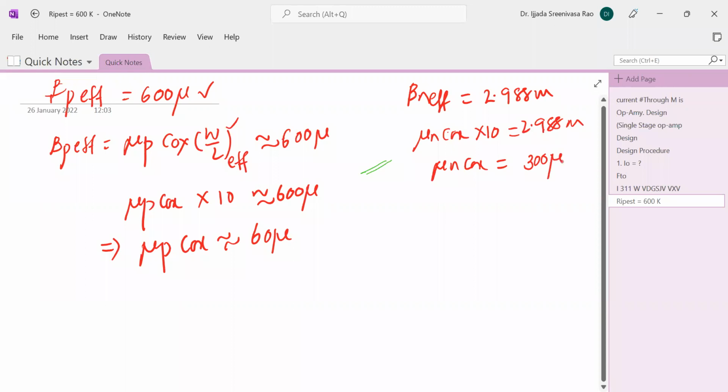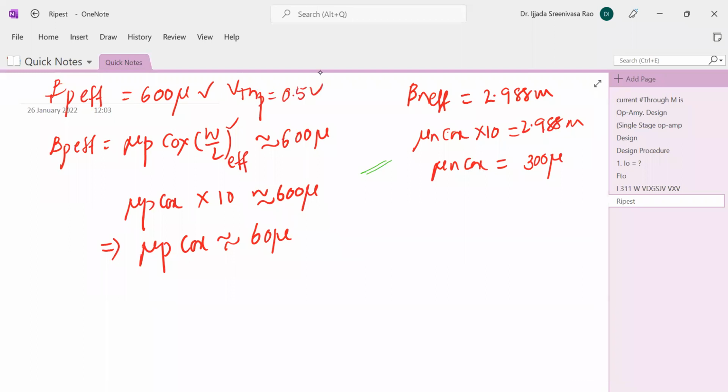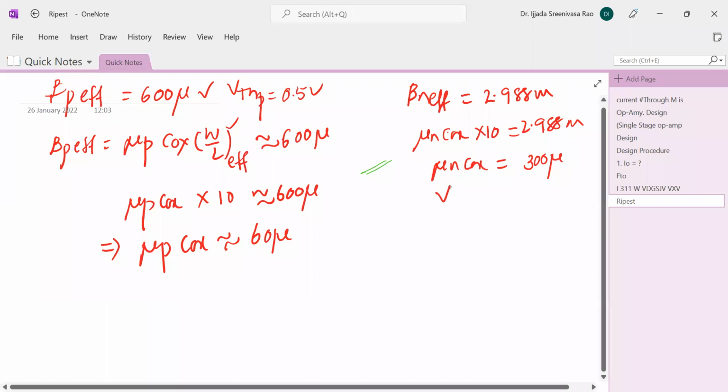Yes. Similarly, one more thing you can find from the simulation, that is the threshold voltage. From the simulation, you can get the threshold voltage VTHP is equal to 0.5 volts and VTHN value, these are from the simulation only, you'll get 0.4 volts.